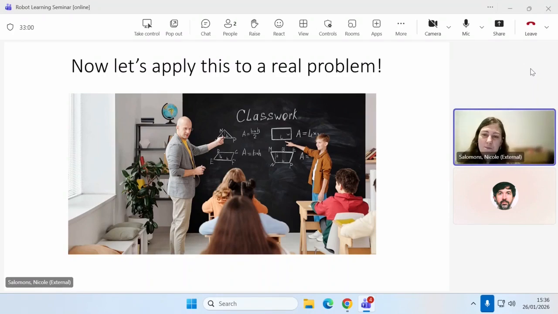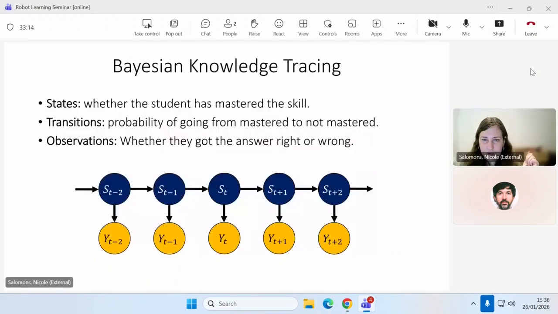If they get the answer wrong, it's more likely that they don't. But of course, people sometimes guess correctly, or they might know the answer and get confused at one small step and get the answer wrong. So one single observation is often not enough to have a complete understanding of the student's skills. Our states in this case are whether the student has mastered the skill. Each skill will have its own state space.